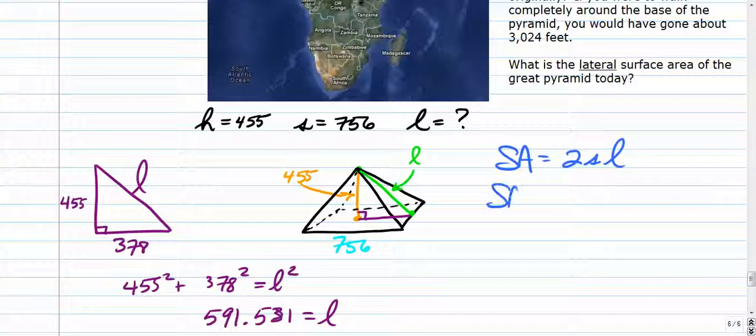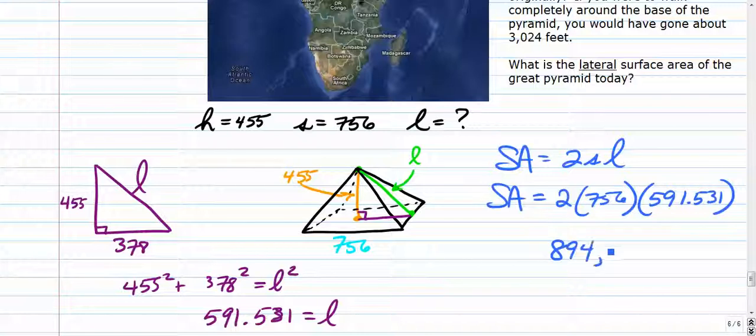So I go 2 times the side length times the slant height, which we just found, and type all that stuff in, and we get, let's see, 894,394. And that would be in square feet.